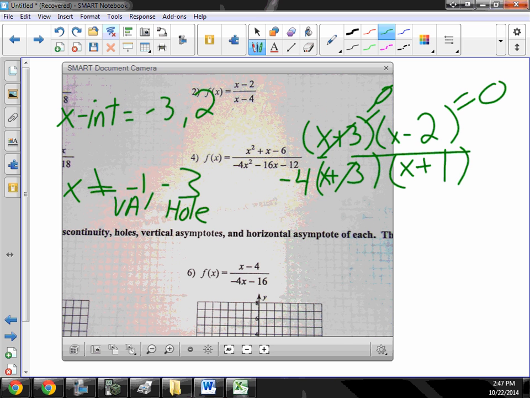So if you're on Santa's good list and your bad list, you're just on his bad list. Then, so 2 is the only x-intercept.